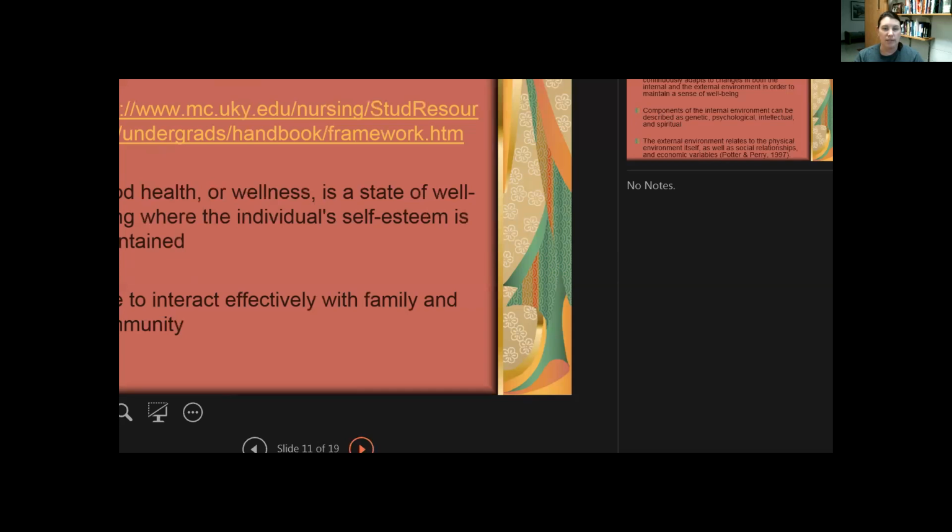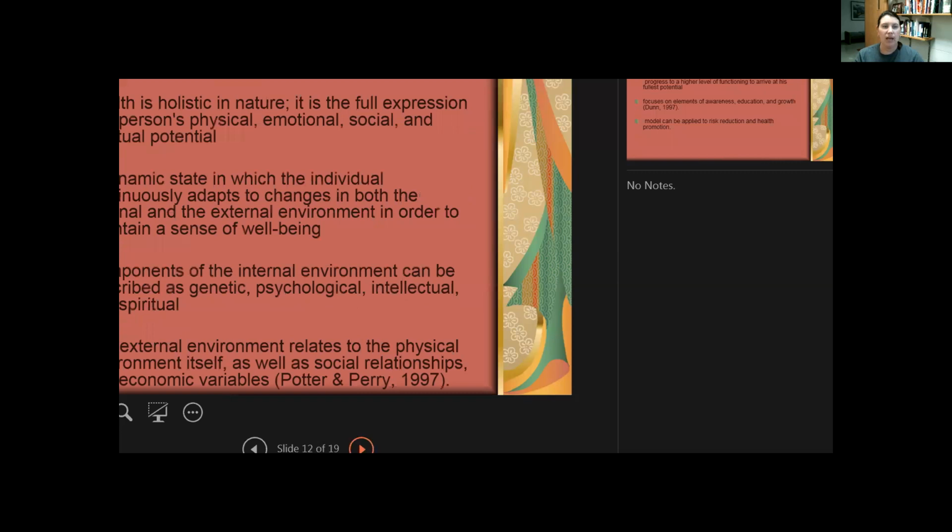Good health or wellness is a state of well-being where the individual's self-esteem is maintained, to be able to interact effectively with family and community. Health is holistic in nature. It is the full expression of a person's physical, emotional, social, and spiritual potential.